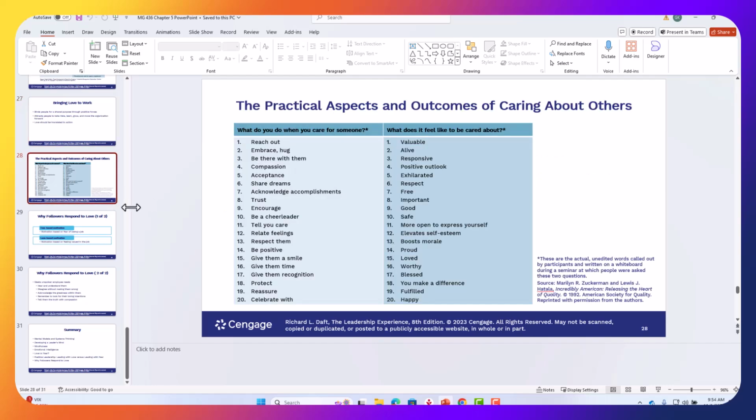The practical aspects and outcomes of caring about others. So let's look at what you do when you care for someone. And I'll let you go through those individually. There's a lot of those. And what does it feel like to be cared about? One is what you do when you care about something. The other is how you feel when somebody does it for you. Read through those and you'll see that they make sense.